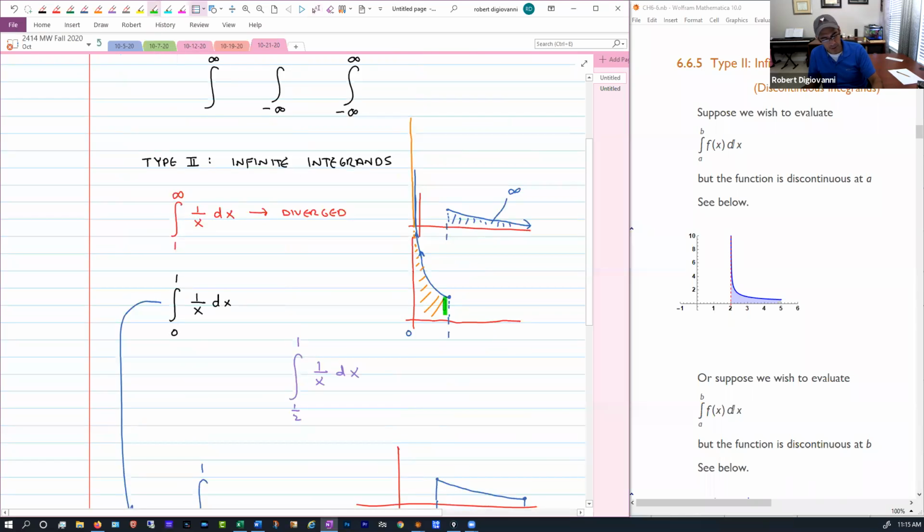So that means on this graph that we were looking at, we were trying to figure out right here what this area was. And what we just determined is that that area is infinite. And that's also what happened when we went from 1 to infinity, right? When we went to the right this way, it was also infinite.